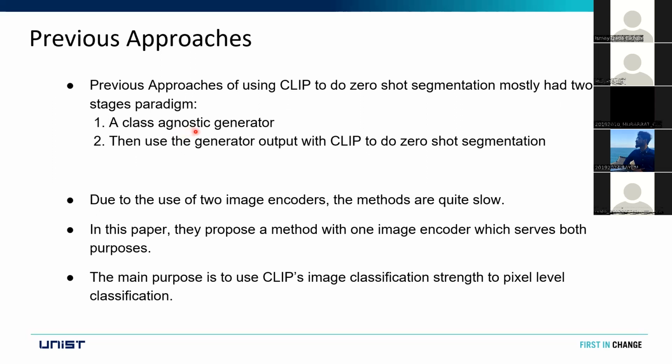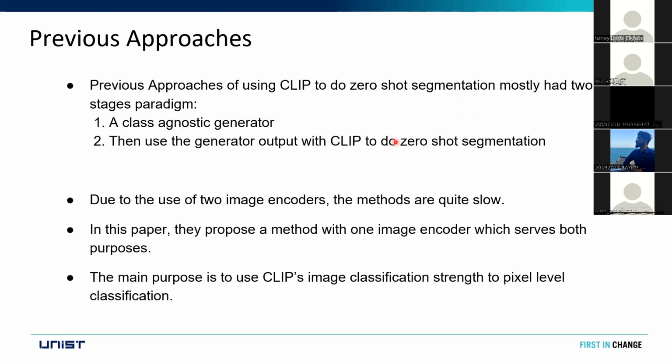So what are the previous approaches using CLIP in zero-shot segmentation? Most of the previous approaches had two encoders for segmentation. One is a class agnostic generator to generate something, and then they use that generated image for embedding for CLIP input and use CLIP to do the segmentation.